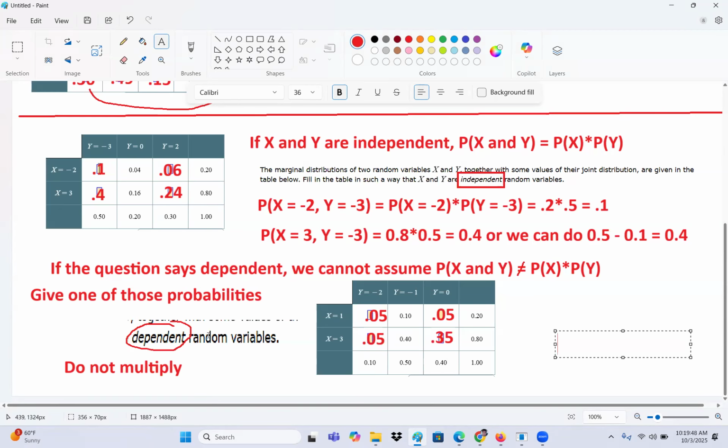For the dependent case, we can assume any value as long as it's less than 0.1. You can take 0.09, and this one is 0.01, and this one is 0.01, and this one is 0.39, something like that. It's perfectly fine. Plus, what is the K that we found?